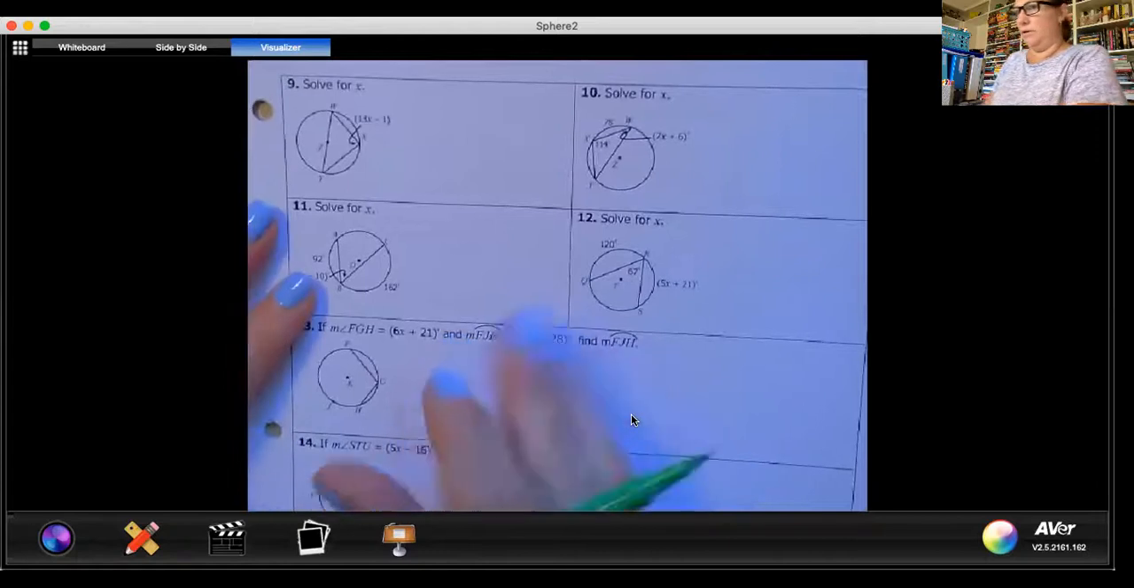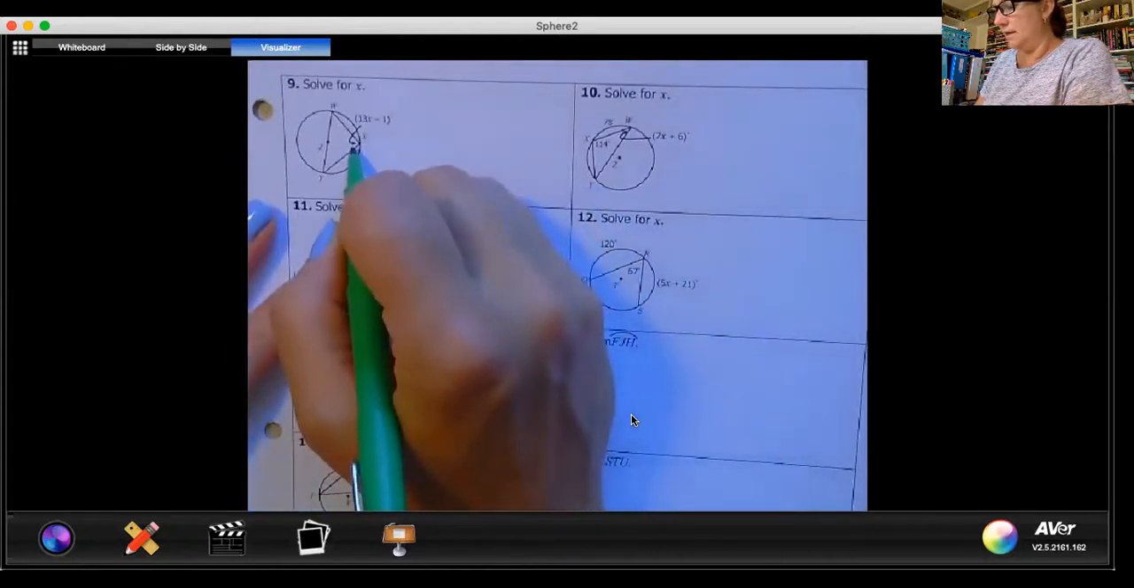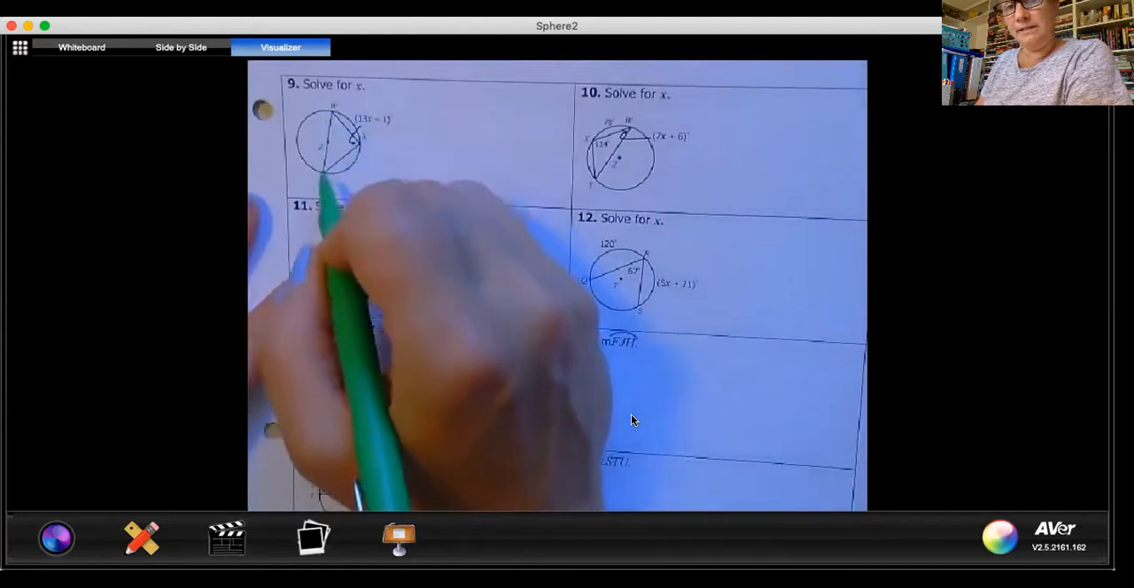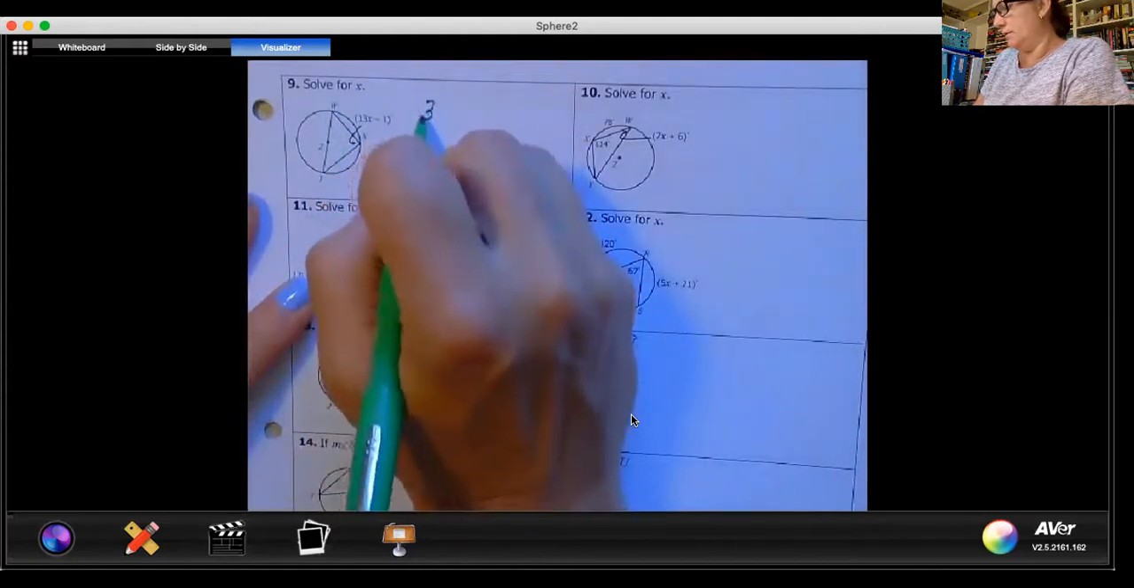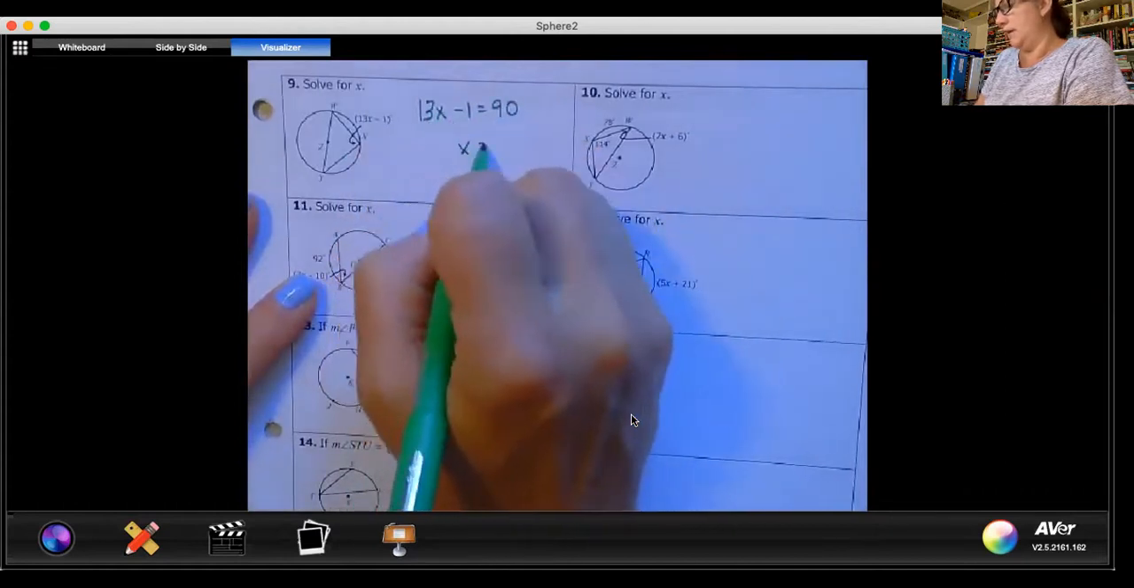And for problem number 9, we have 13x minus 1 here. It is equal to 90 degrees because it intercepts the diameter. So 13x minus 1 is 90. Add 1, divide by 13, and x is 7.